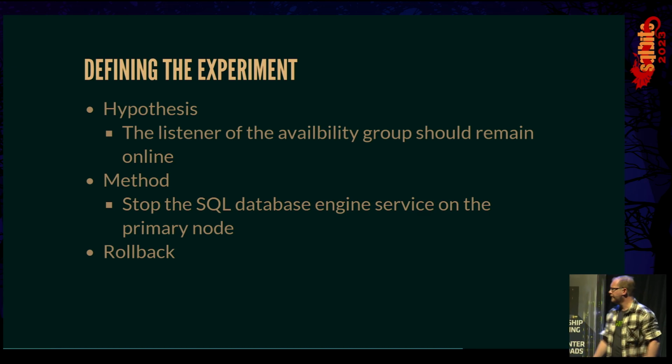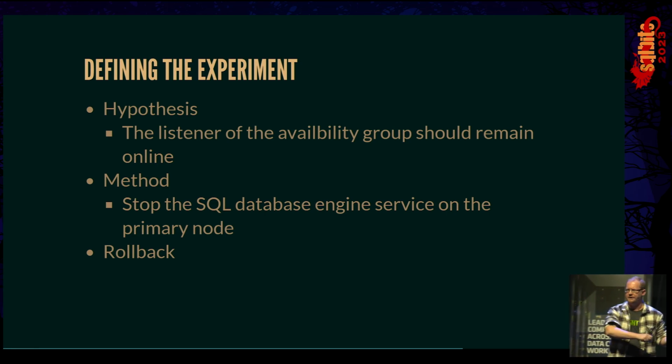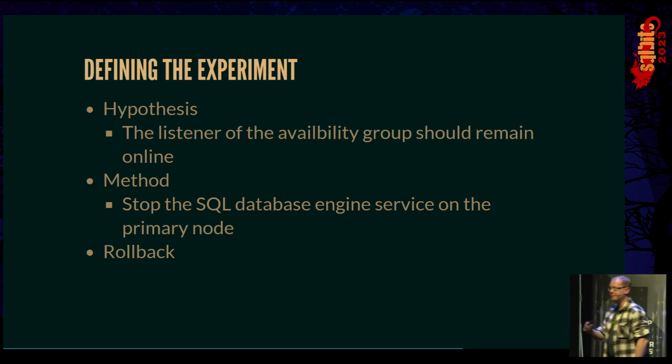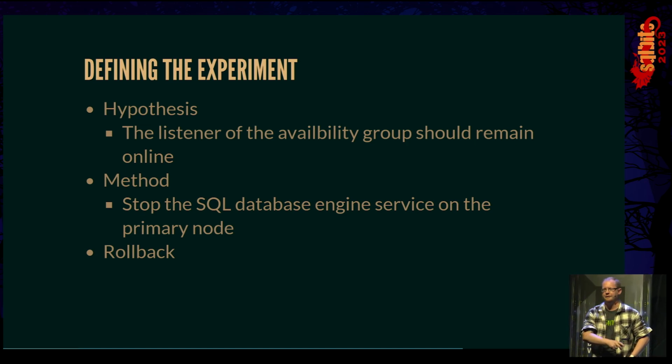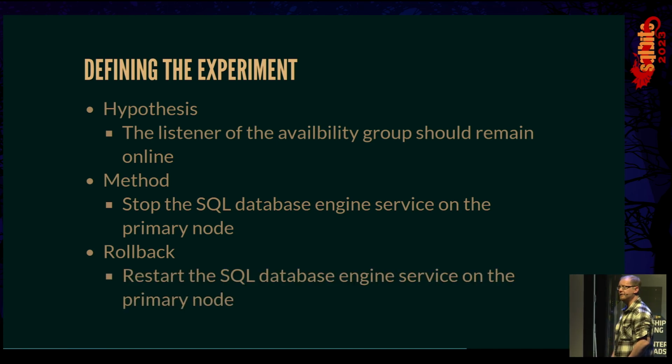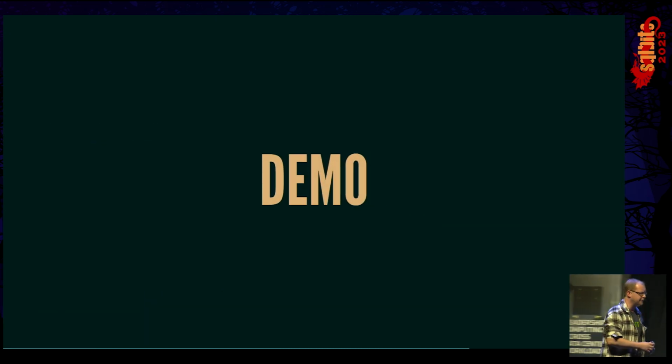Then rollback. When you run your tests, you want to be able to put the environment back exactly as you started with it, just in case something goes wrong and unexpected results happen. You need to be able to put the environment back exactly the way you found it. And it's really simple for this one: restarting the SQL engine on the primary node. Nice and simple. So let's go ahead and run a chaos engineering experiment.